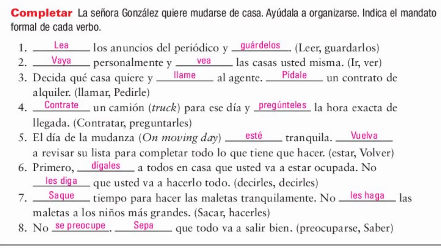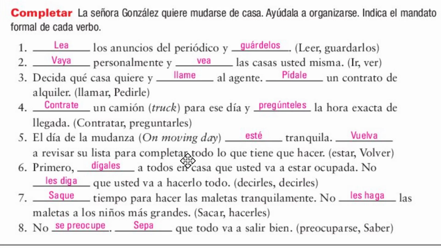And here are the answers. Lea los anuncios, guárdelos. In this case, we had to attach a pronoun. Vaya personalmente, vea las casas, llame a la gente, pídale, another one where we had to attach a pronoun. Contrate un camión, pregúnteles, esté tranquila, vuelva, dígales.